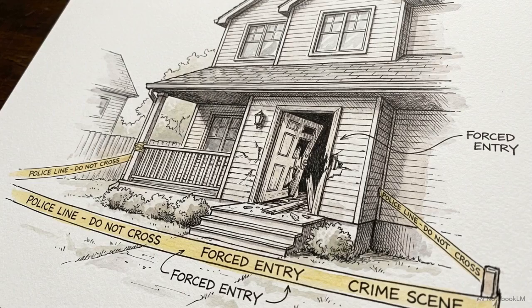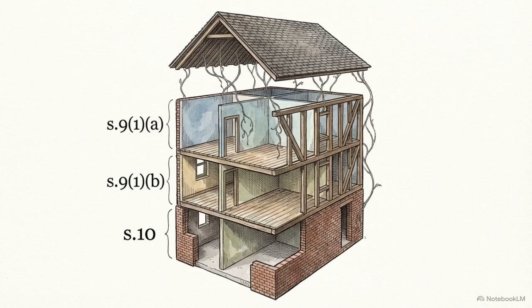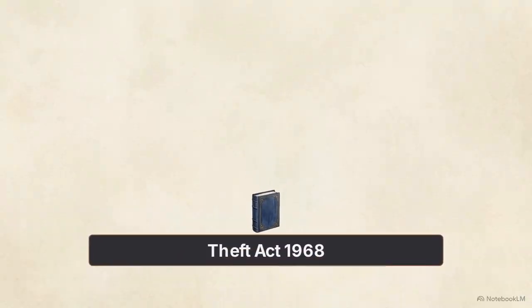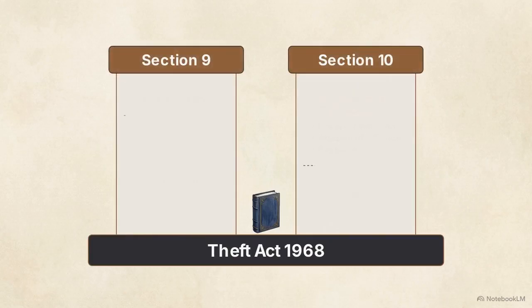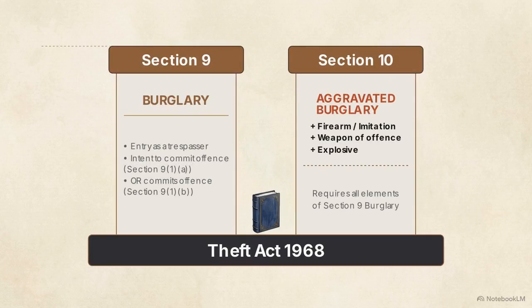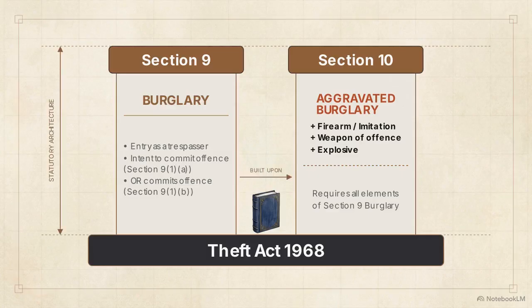The general public looks at this sequence of events and calls it a break-in. A law student evaluating this for an exam must dissect this single chaotic event into distinct, overlapping statutory liabilities. To execute that analysis, we have to systematically deconstruct Section 9 and Section 10 of the Theft Act 1968. This statute forms the architecture of burglary in English law, and mastering it requires precision.